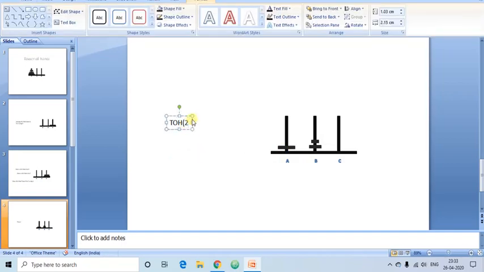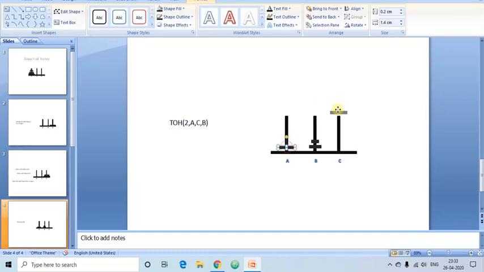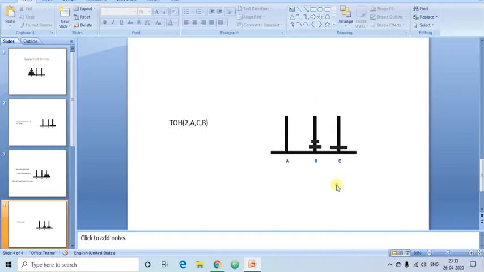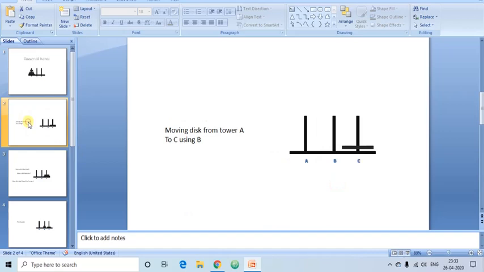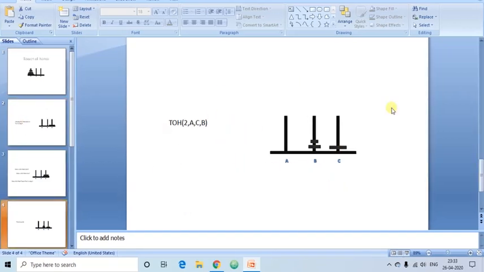So first we are going to move two disks, in Tower of Hanoi, from A to B, meaning A is the source and B is the destination, using C. So this is our first one. Next we are going to move a disk from A to C. Likewise we are doing here. This one is also recursive, we have done it already. So here we are using that function only.